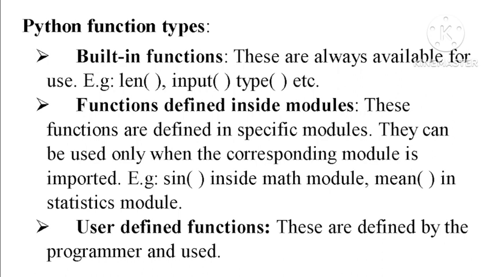The last type are the user-defined functions which are defined by the programmer. According to your use, you can customize your code. So you can write a piece of code, give it a name and call the function whenever needed. These kinds of functions are called user-defined functions. In this session further, we are going to learn about these user-defined functions only, because we already know how to use built-in functions and the functions inside modules.